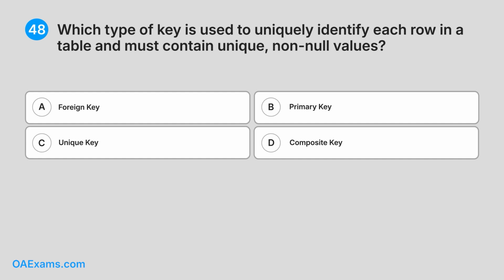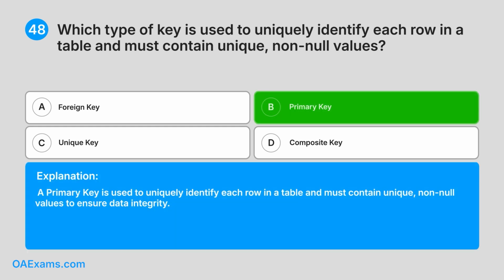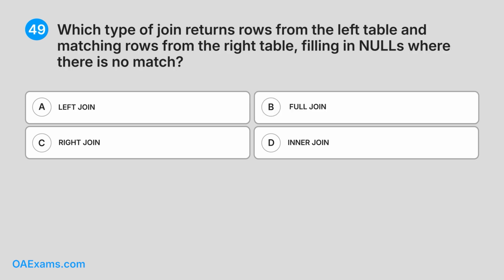48. Which type of key is used to uniquely identify each row in a table and must contain unique, non-null values? A. Foreign key. B. Primary key. C. Unique key. D. Composite key. Can you guess the answer? Correct answer. B. Primary key. Explanation. A primary key is used to uniquely identify each row in a table and must contain unique, non-null values to ensure data integrity.